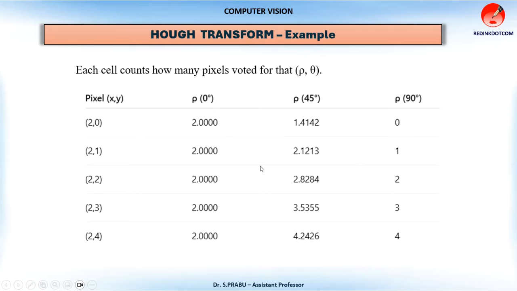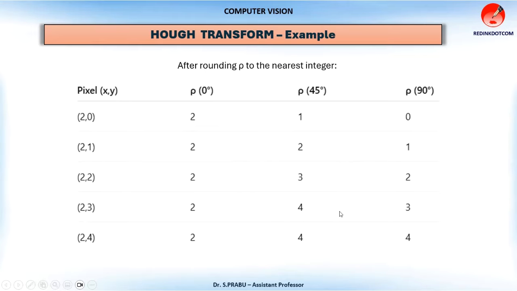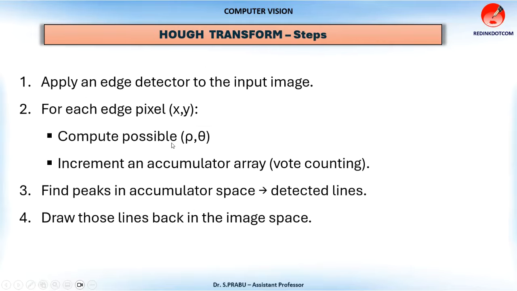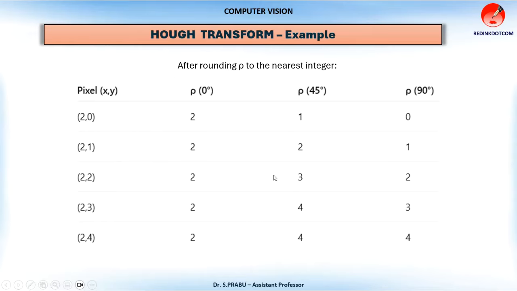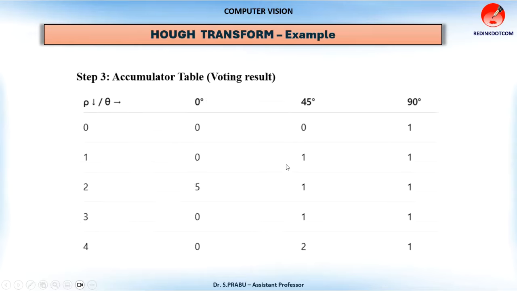Some of the rho values are fractional, so I am going to round them to the nearest integer. So we are computing the rho value for the different thetas. Now we are going to increment the accumulator array. So from this table I can update the accumulator array.